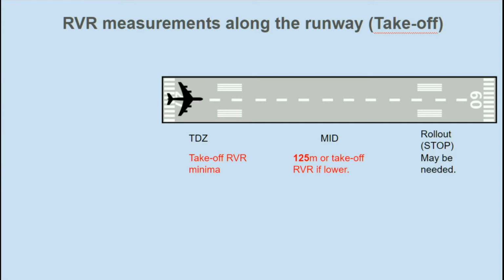And the stop end at the far end is advisory. Usually you can ignore it. It may be needed in certain circumstances. Very rarely seen, certainly not for a 747.